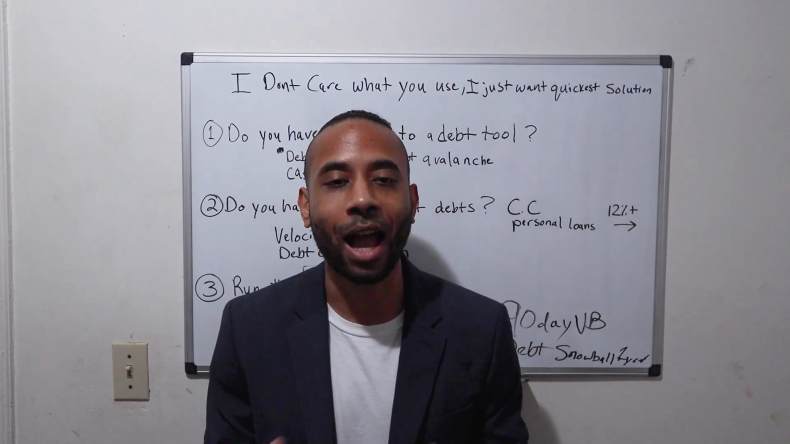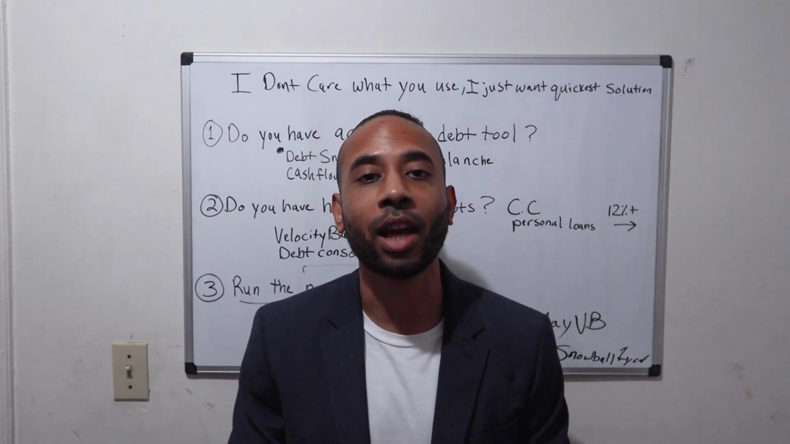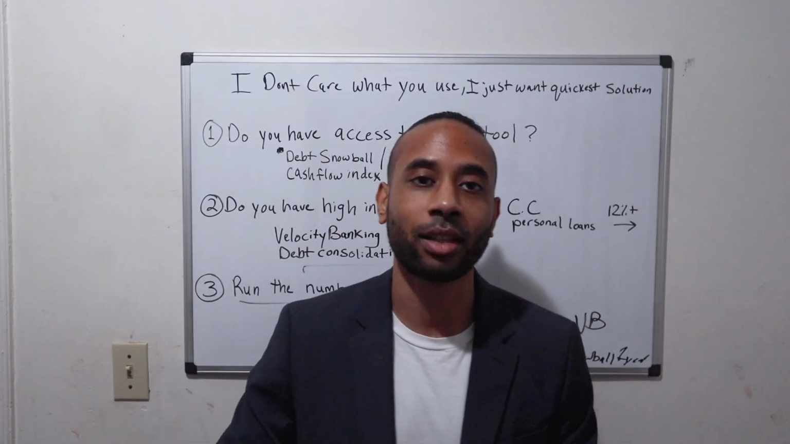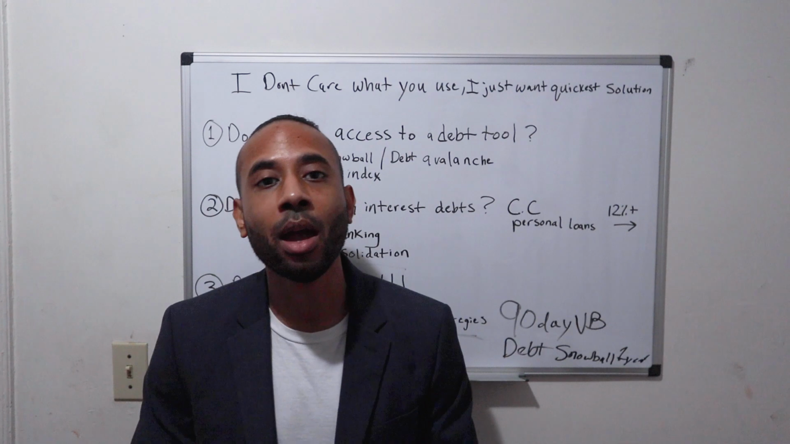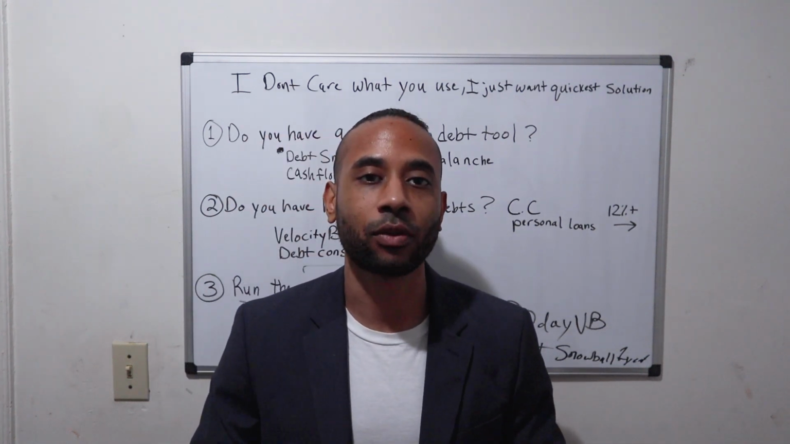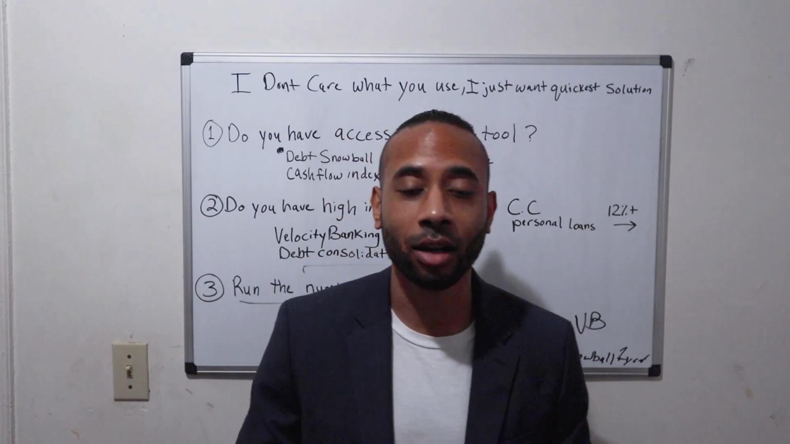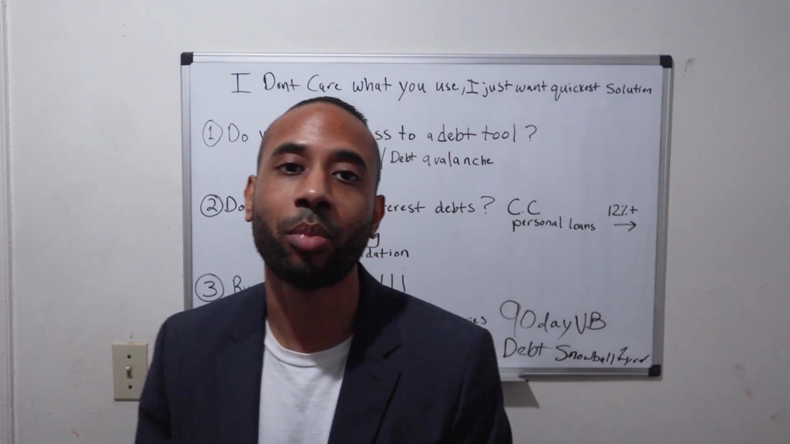It's not always black and white. It may switch over time, and you can combine strategies. Like I like using the cash flow index and velocity banking at the same time, because it increases my cash flow, and that's what we're trying to do. We're trying to increase our cash flow, 10x our income, so we can eliminate debt as quickly as possible.